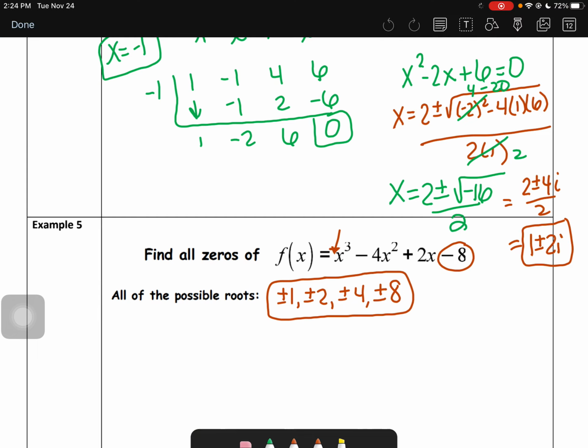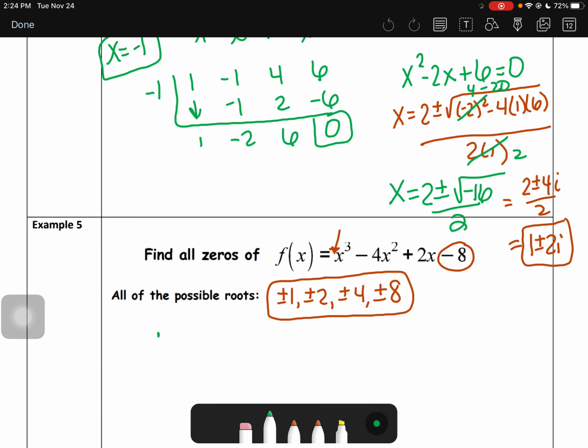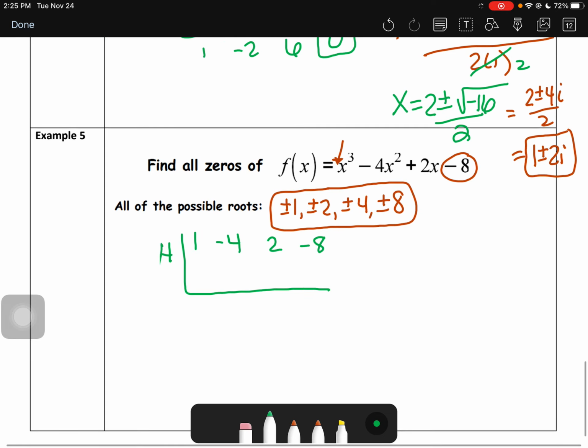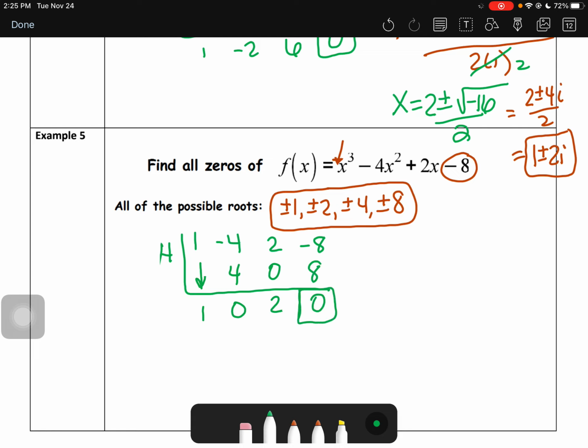So we'll go and do our synthetic division, and we will put a 4 on the outside of our box, and our coefficients from our polynomial would be 1, -4, 2, -8. So we bring down the 1, multiply, add, multiply, add, multiply, and add. So our first solution, x equals 4. Then we're going to rewrite that polynomial, x squared plus, we don't have to put 0x, plus 2 equals 0.